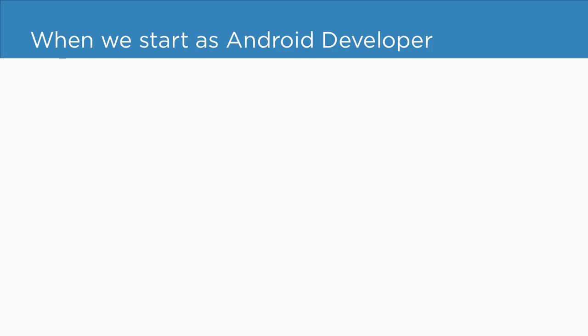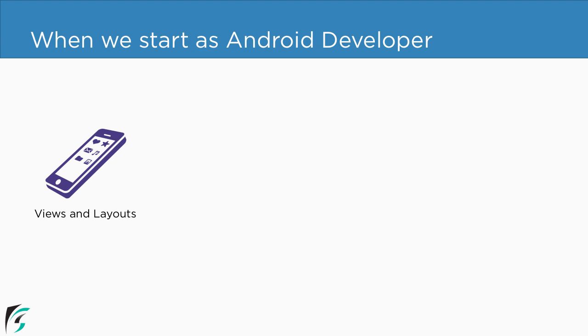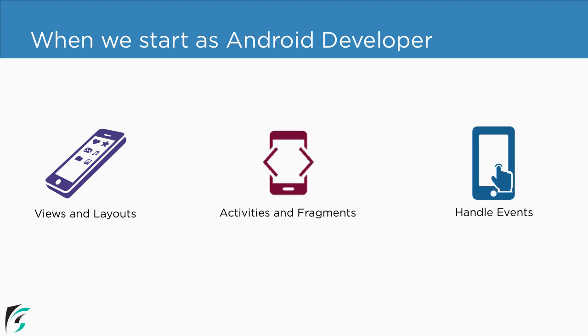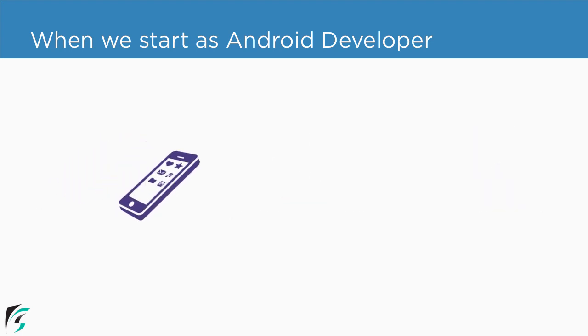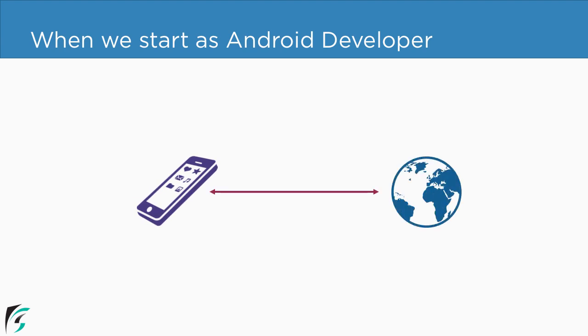Well, usually when we start our journey as an Android developer, we learn what views are and how to design layouts, what activities and fragments are, and how to handle events within our application. But after a certain level of time, we realize we need to take our application to the next level. So when it comes to connecting our application to the world, we sometimes feel helpless as a beginner. We start to ask, well, how to do it, what it takes to get your app online, and most importantly, where to start from. Well, let's find out.